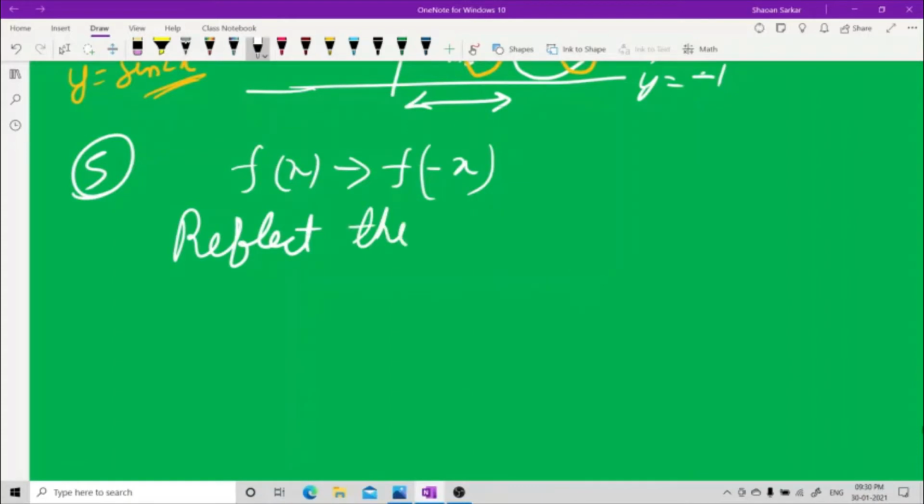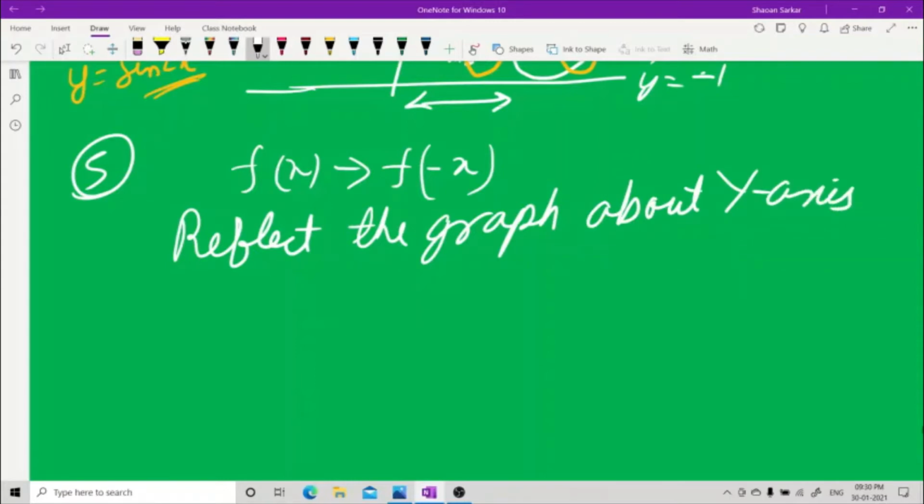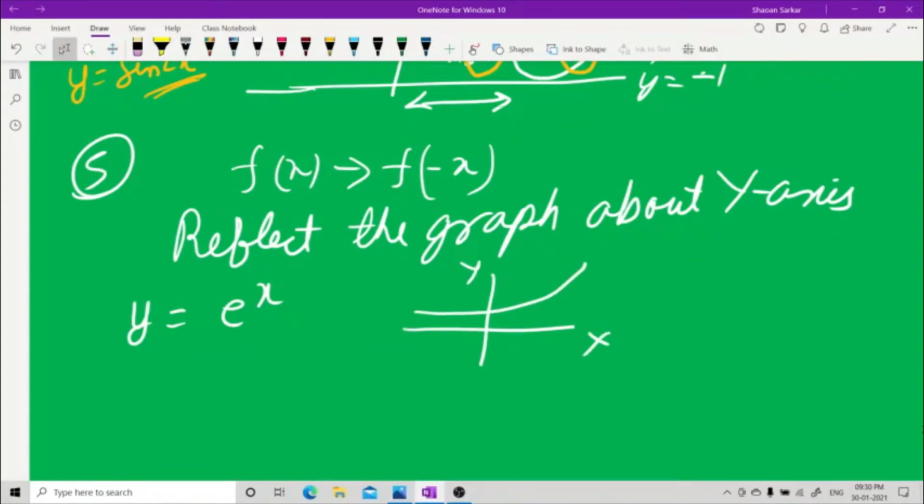Reflect the graph about the y-axis. Suppose I have y equal to e to the power of x. You know the graph of this; the x-axis, the y-axis. You know e to the power of x is like this. Now suppose I write y equal to minus e to the power of x. So you will do one thing, just reflect it along this, which will be your mirror. Then you will reflect it along this axis. This is your minus e to the power of x, and this is your e to the power of x. This is the way.